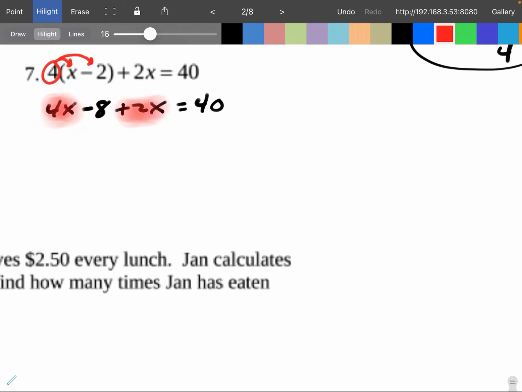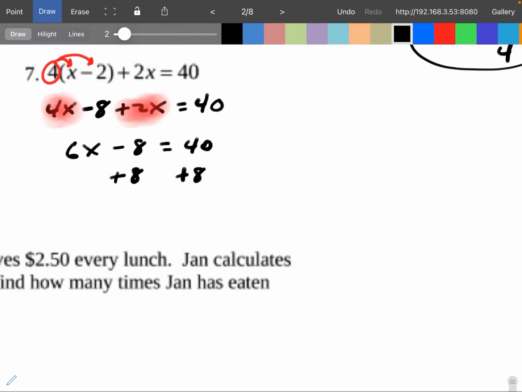Yeah, the 4x and the 2x, good. So we're going to combine those. So you combine this term and this term. So you got 4x plus 2x, so how many x's do we got? Good. So we got 6 x's. Then we're going to bring down the minus 8, the equal sign, and the 40. So now we're down to a 2-step equation. So we do what?